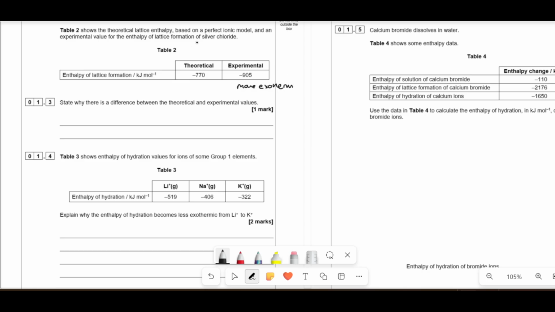So remember that when you're doing lattice enthalpy of formation, you're making bonds. Making bonds is exothermic. So in this case, the experiment seems to show that the lattice enthalpy of formation is more exothermic, which means that the bonding is stronger than what the model predicts. If the bonding is stronger, that must mean that there has to be some covalent character as well as ionic bonding in it.